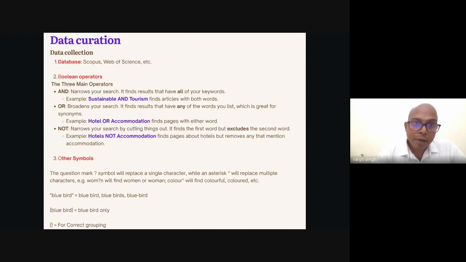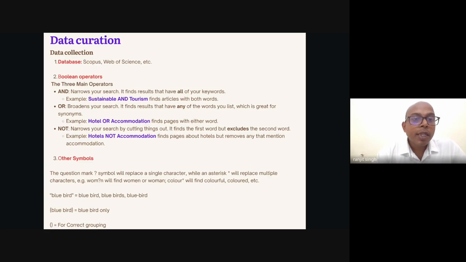Once you are done with the keywords, the next step is Boolean operators, because Boolean operators play a key role in the data collection process. By using Boolean operators, you can narrow down your keywords, you can broaden your keywords, and you can also remove some of the keywords which are not necessary. It is also helpful for grouping of the keywords and getting the actual words from the database.